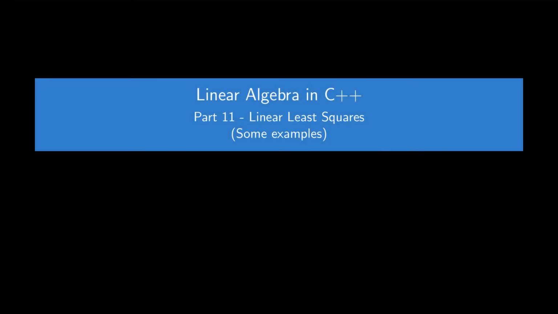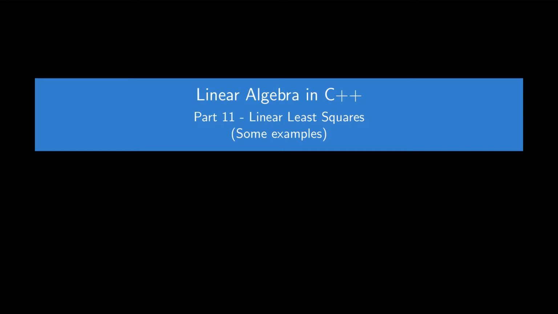So, in the last video we looked at linear least squares, including how to derive the equation behind the process. We then went on to look at how we could implement this into the linear algebra library, and we looked at how it could be used to perform simple linear regression to find the line of best fit through some data points.